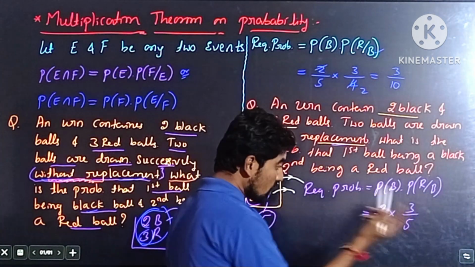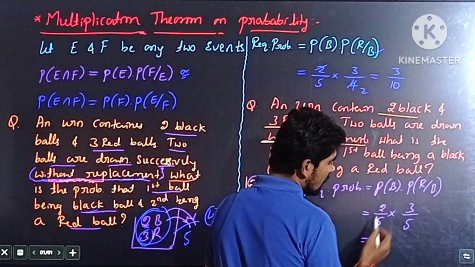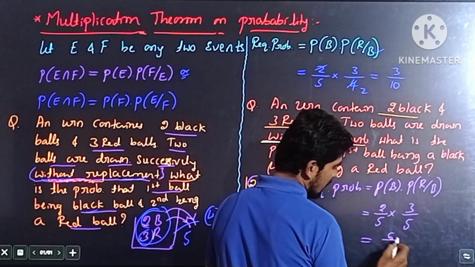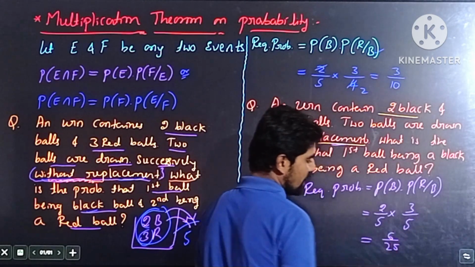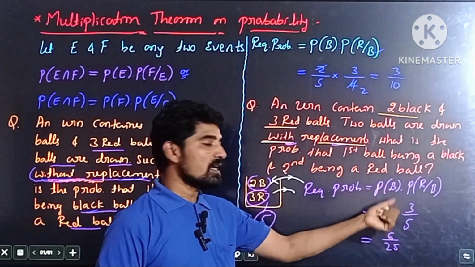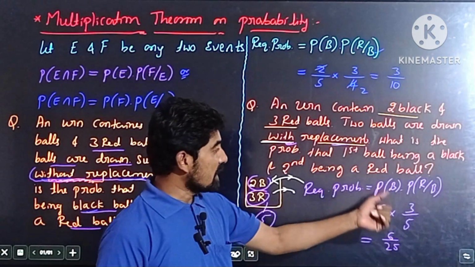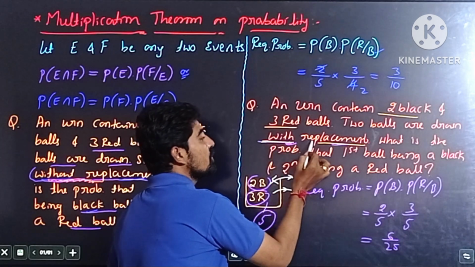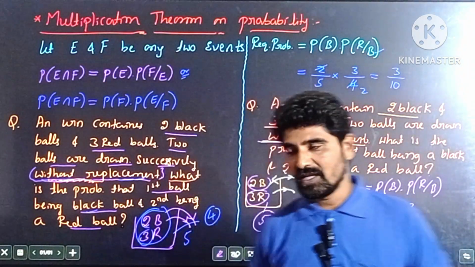So the total required probability is equal to 2 times 3, which is 6, divided by 5 times 5, which is 25. So 6 by 25 is the probability of the first ball being black and the second ball being red when two balls are drawn with replacement. I hope all of you understood.